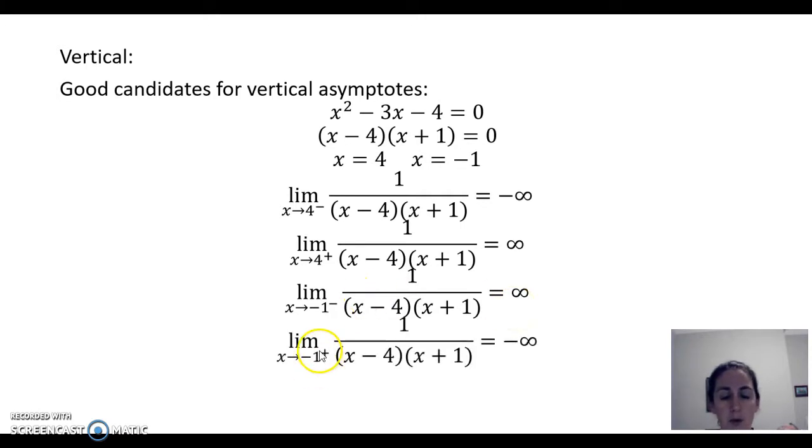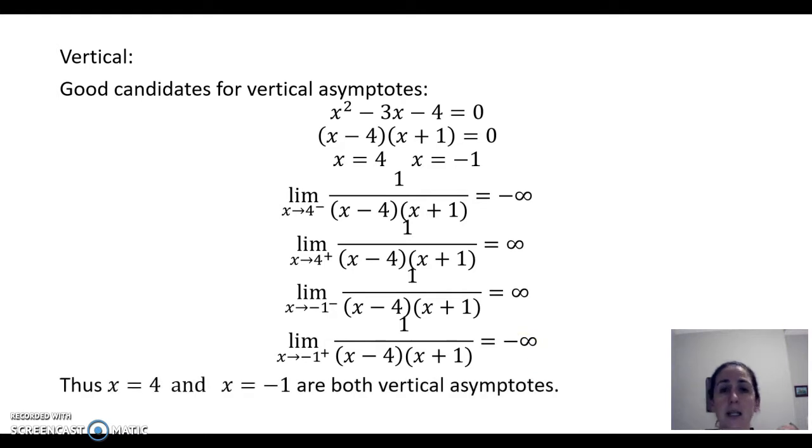And the limit as x approaches negative 1 from above. A number a little bit bigger than negative 1, take away 4 is a negative. A number a little bit bigger than negative 1 plus 1 gives me a positive, so that's going to shoot off to negative infinity. And all four of these limits show you that x equals 4 and x equals negative 1 are both vertical asymptotes. So we'll keep that in mind when we're graphing.